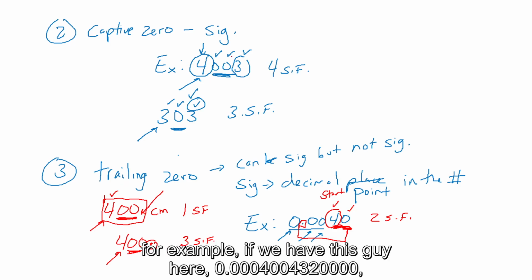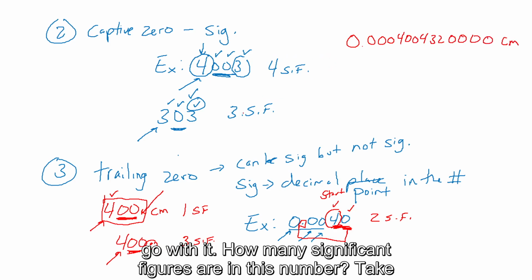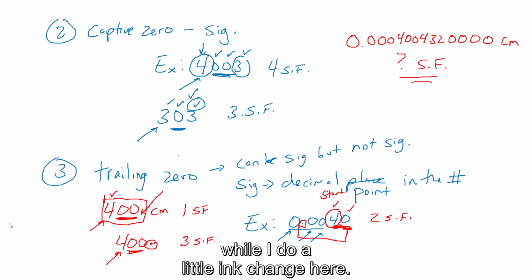So for example, if we had this guy here, 0.004004320000 centimeters. Not sure how you get that measurement, but we'll go with it. How many significant figures are in this number? Take a moment. Think what you got.